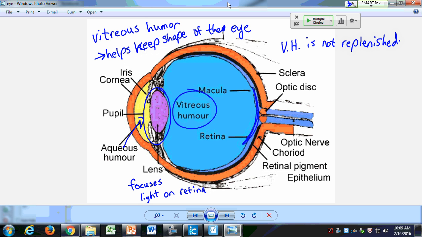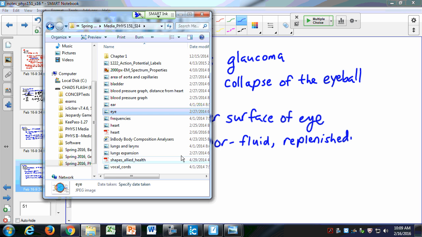The eye is probably one of my favorite organs. Do y'all have a favorite organ? No? What is it? The heart? You're a softie. I like the eye. No, the heart's a good one too. All right.